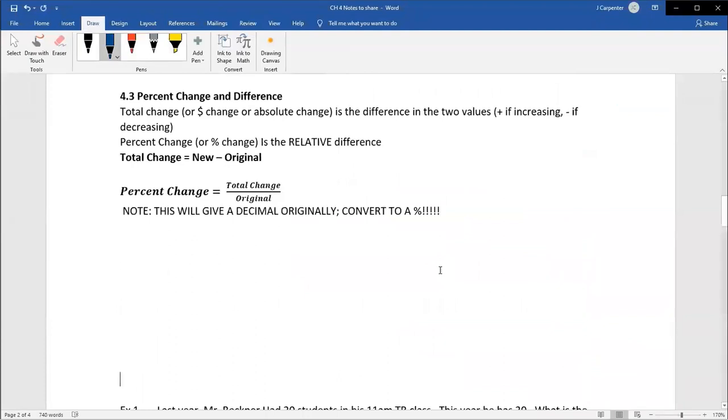Something I just alluded to mere minutes ago, percent change and difference. So 4.3 and 4.4 are really the same material. We just, in 4.4, approach it with another baseline. So again, 4.3 and 4.4 are pretty much the same material, but the language in 4.4 confuses a lot of people. But let's worry about that when we get there.